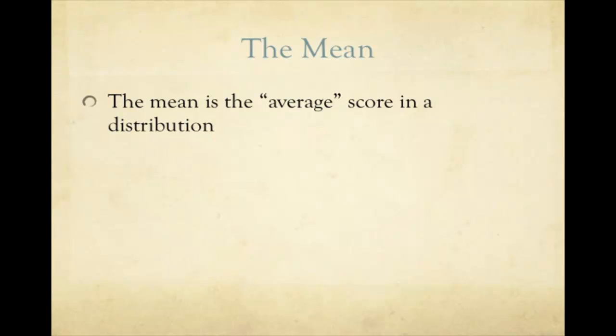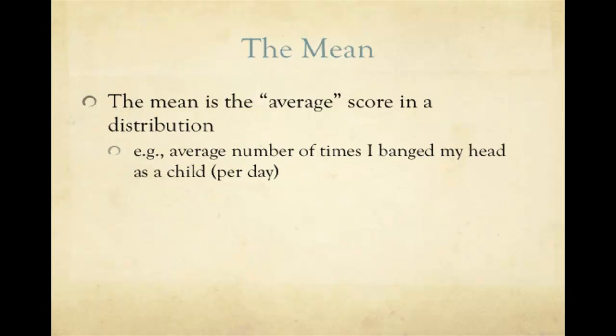So what can we do about that? Well, one thing we can do is we can look at the mean. Now, the mean is what is commonly referred to as the average score in a distribution. To give you an example, let's look at the average number of times I banged my head as a child per day. And this happened a lot.